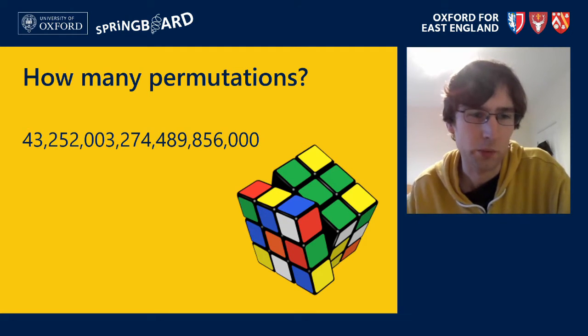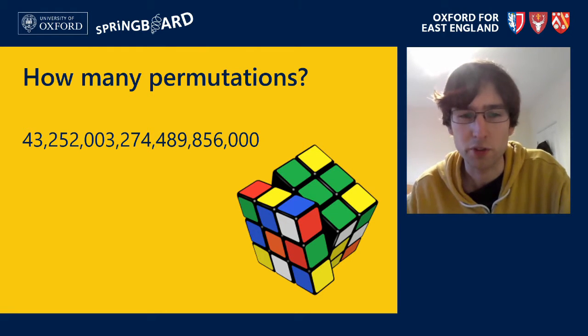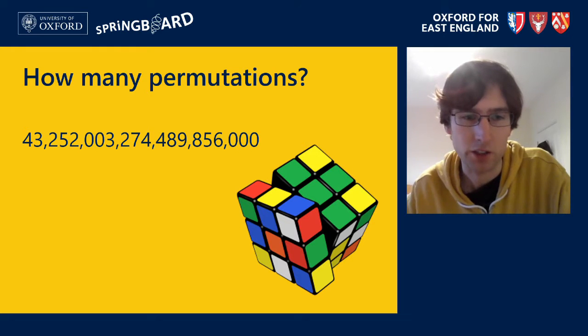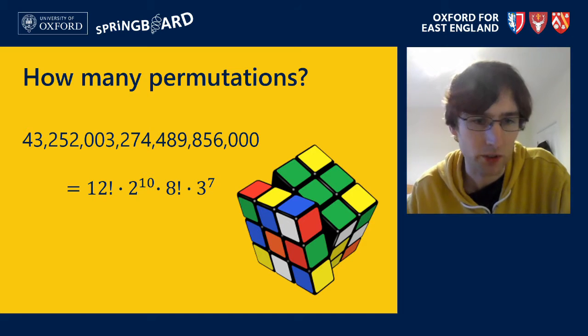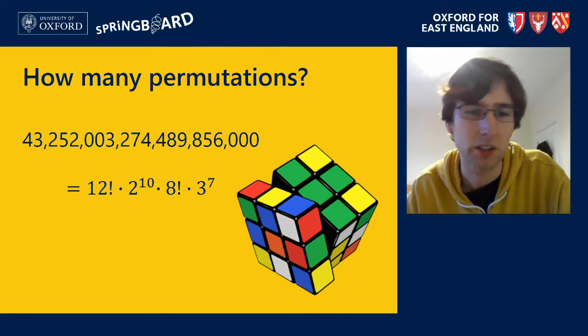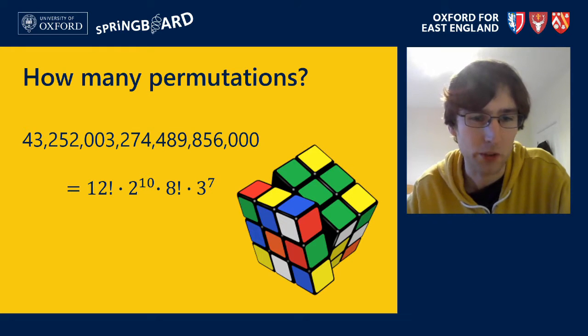So where is this number coming from? Is it just some big random number, or is there some sort of mathematical structure that underpins it? Well, one thing we can do is factorize it, and it turns out this can be factorized like this. Okay, so now it looks like there is a bit more structure going on to this number. We've got some powers of 2, some powers of 3, some factorials getting in on the act.